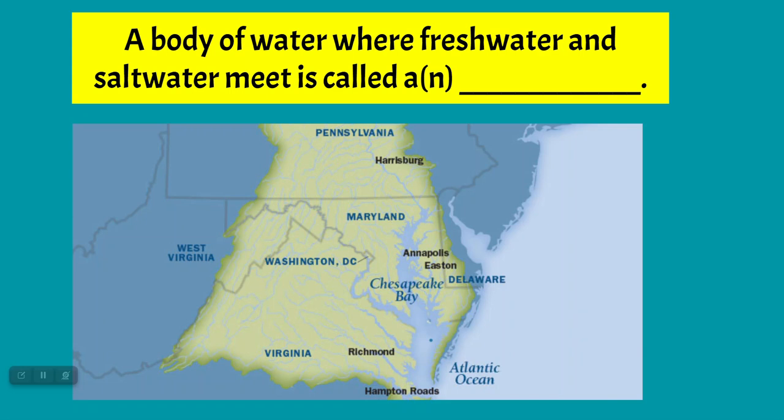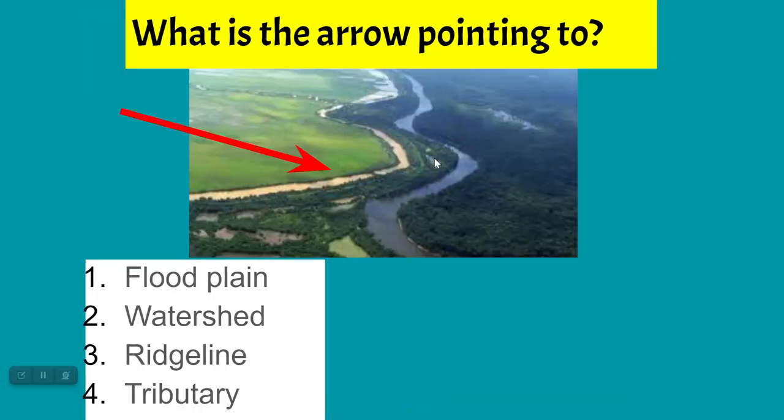All right, so just as a quick reminder, before you do your exit ticket, a body of water where fresh water and salt water meet is called an estuary. Where is this? What is this arrow pointing to? It's pointing to the green grassy areas. This is the floodplain. So we have two bodies of water. There's one darker, brownish river here, and there's a bigger river here. So this floodplain is where water will overflow if it overflows out of that river.